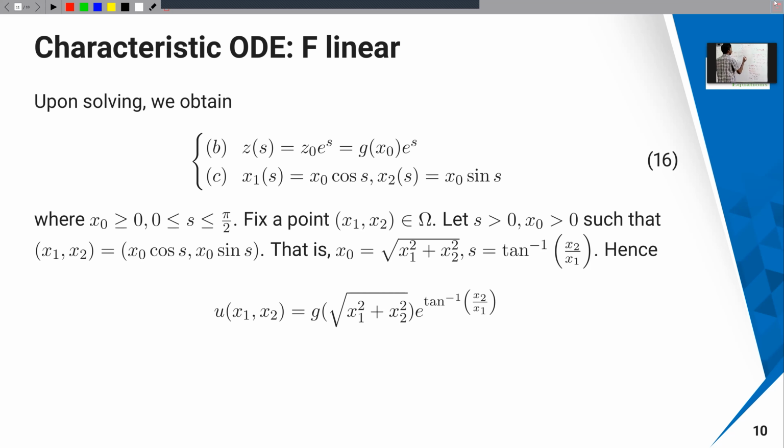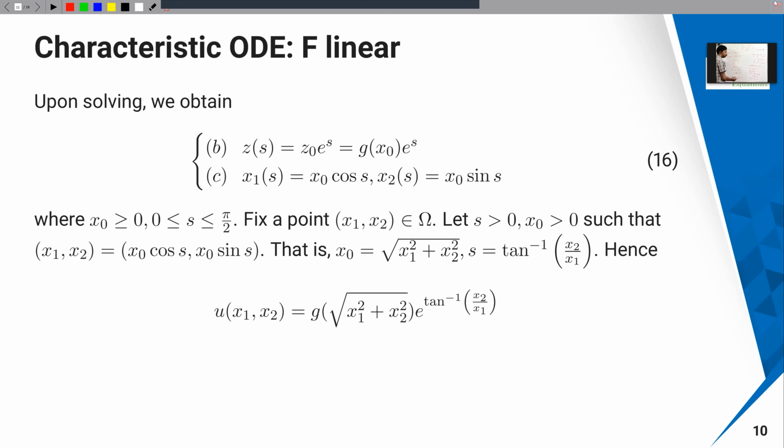Correspondingly, you have to find an s such that x equal to x naught into cos s, and y equal to x naught into sin s, giving some fixed point. From this you can imply that x naught is a square root, and s you have to obtain in such a way that this is satisfied.